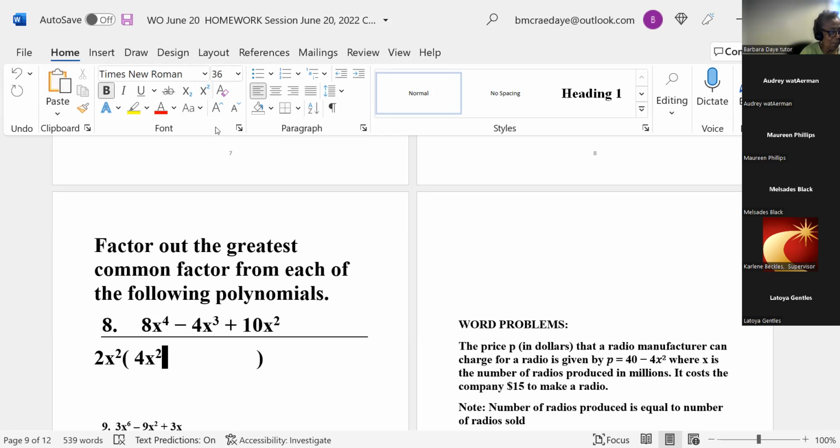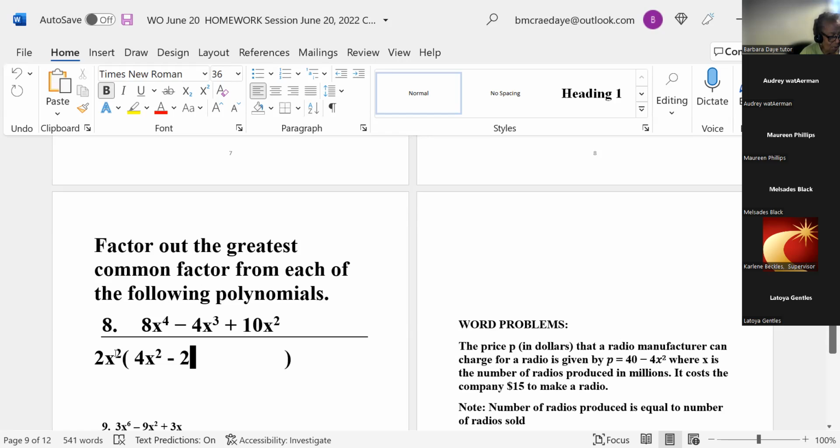Now let's go to the second one. Now we've got minus 4x to the third. So that's a minus. What would be the number? 2 times what gives 4? 2. So that would be 2, right? And to get x to the third, the x to the second would have to be multiplied by what? X to the what? You want to get x to the third. You have an x to the second.